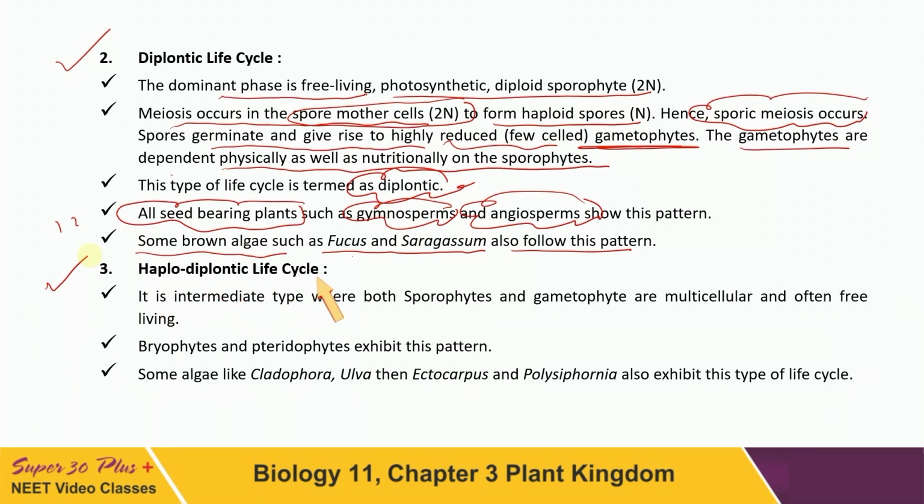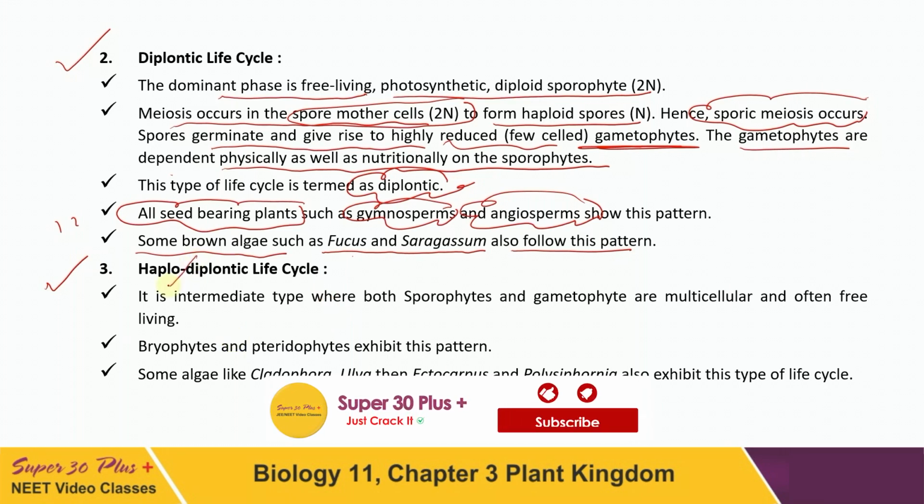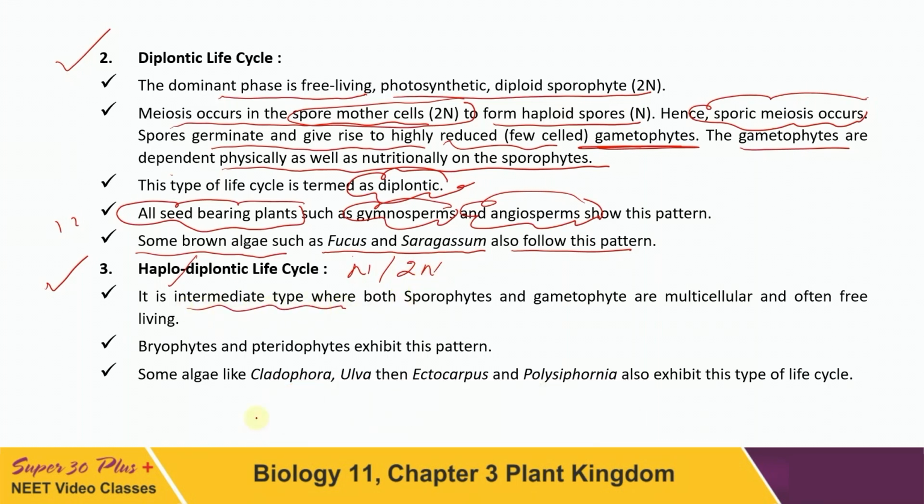Come to the next, the third one, that is the haplodiplontic life cycle. Haplodiplontic, haploid as well as diploid, that is N as well as 2N. This is an intermediate type of life cycle, where both the haploid stage, the gametophyte, and the diploid stage, the sporophyte, are multicellular. Do you remember that in the diplontic life cycle the gametophyte was one-celled or few-celled? In this case both sporophyte and gametophyte are multicellular, and often they have free living existence.